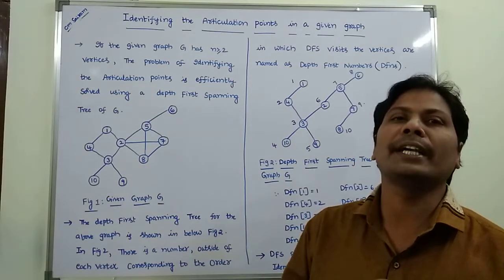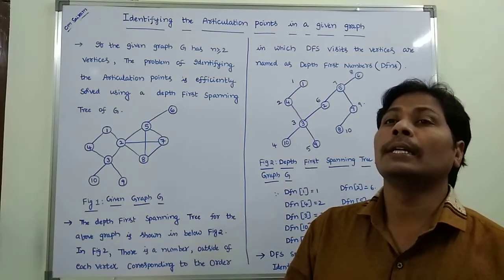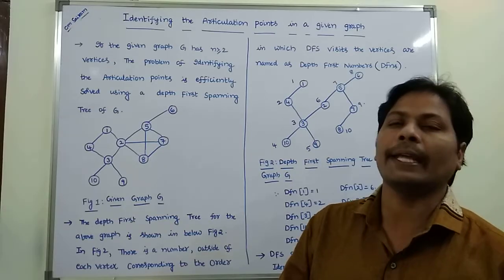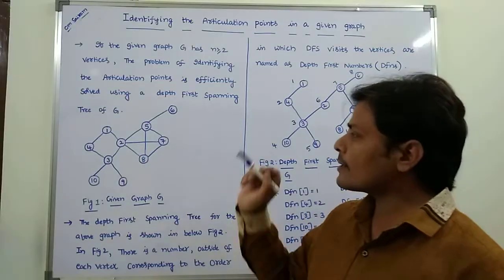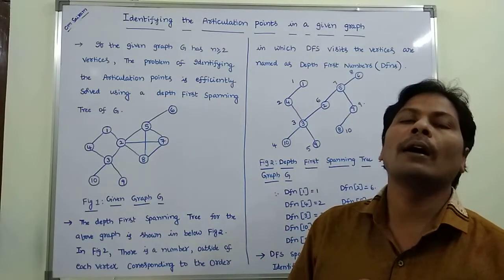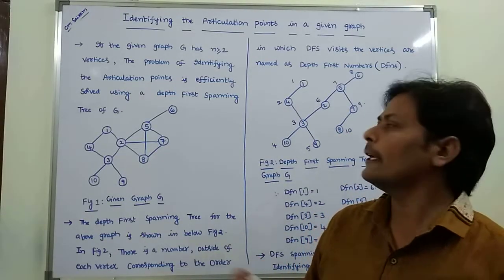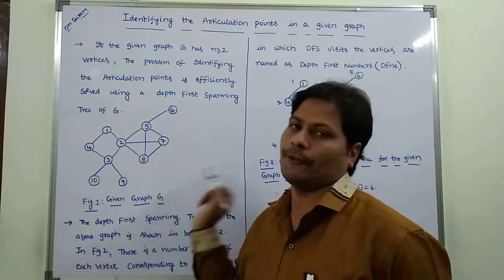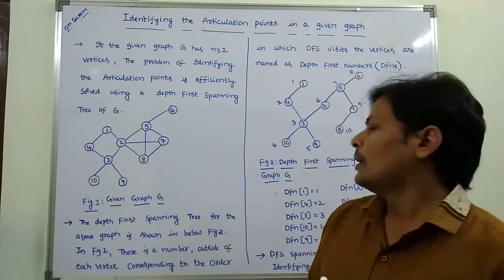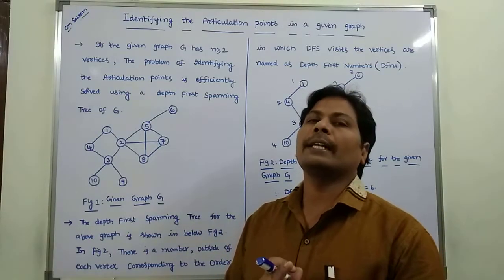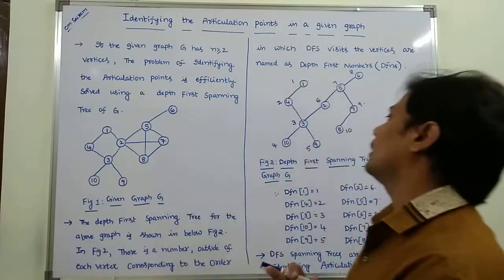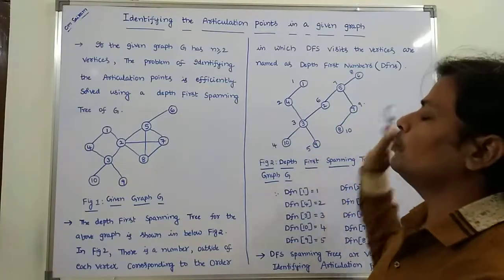That can be determined by using a depth first spanning tree for the given graph. First we have to draw the depth first spanning tree for the given graph, which is shown in figure 2.